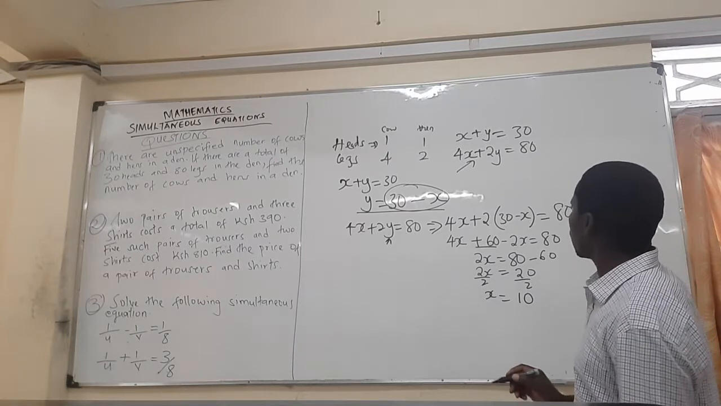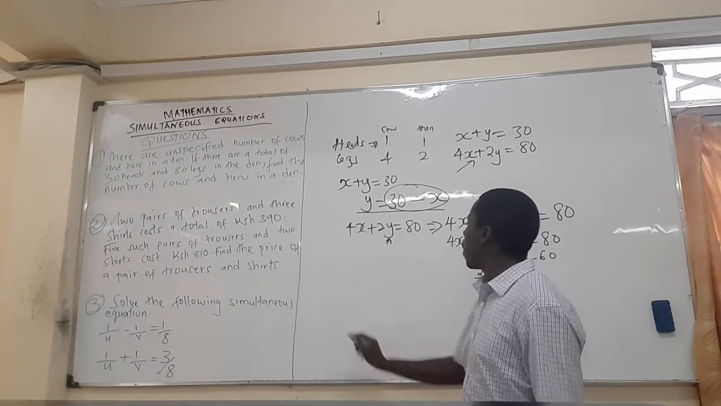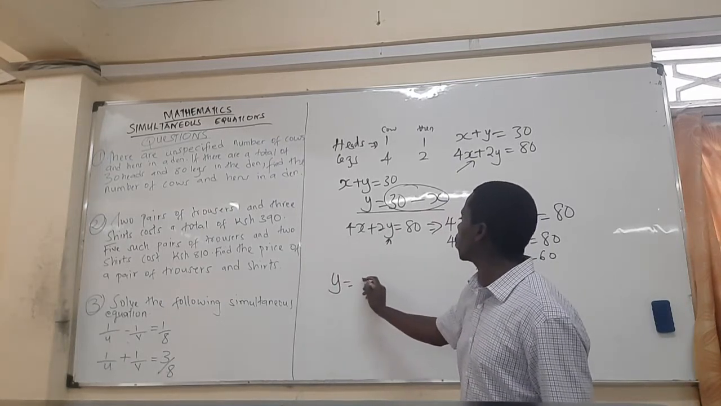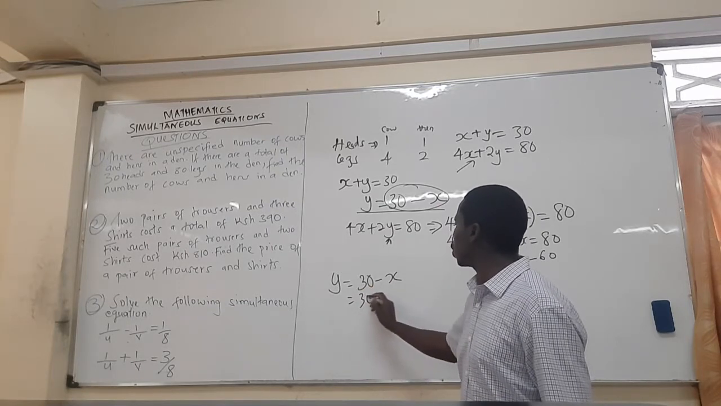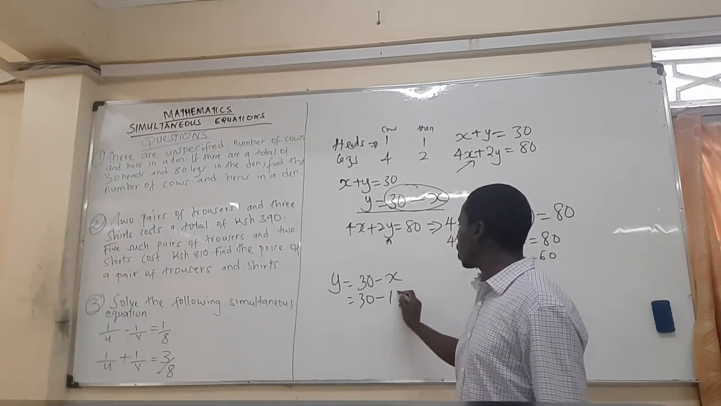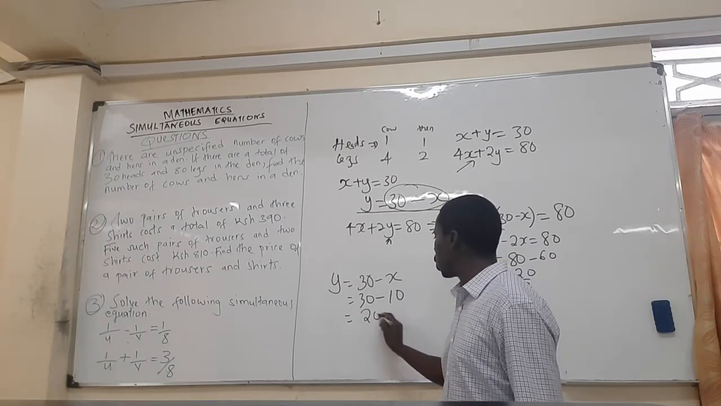So now, we have the value of x as 10. We need to get the value of y. Y, we have said, is equal to 30 minus x. That is 30 minus our x here, which is 10. So 30 minus 10, that is 20.